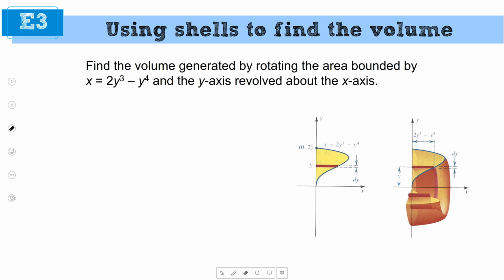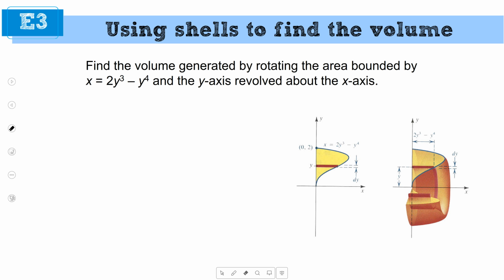This one is actually easier than the previous one. The only thing that makes this difficult is I've got horizontal rectangles, or a horizontal rectangle, which means that I need to work in terms of y. However, the function is already given to you in terms of y. Thank goodness. Everything else you need is in that picture. The size of that rectangle is 2y cubed minus y to the 4th times dy. That's the area of the rectangle.